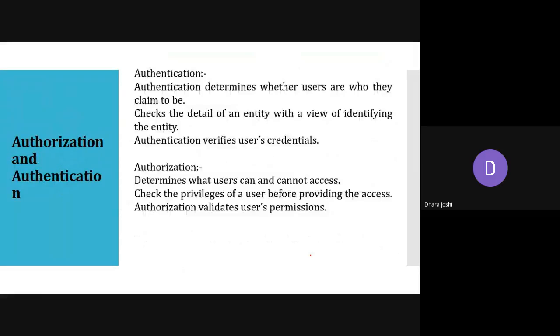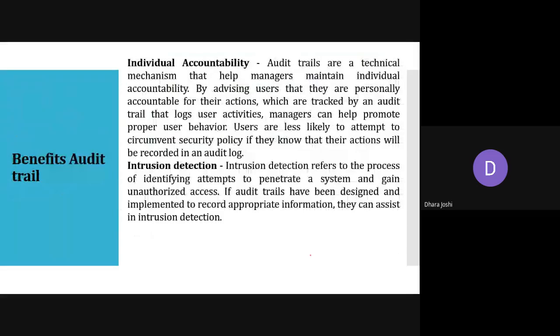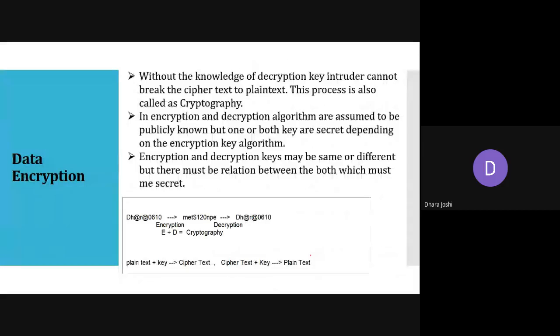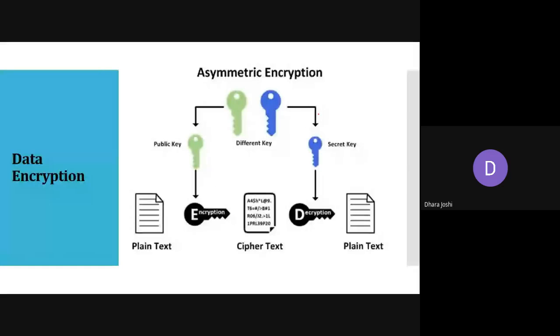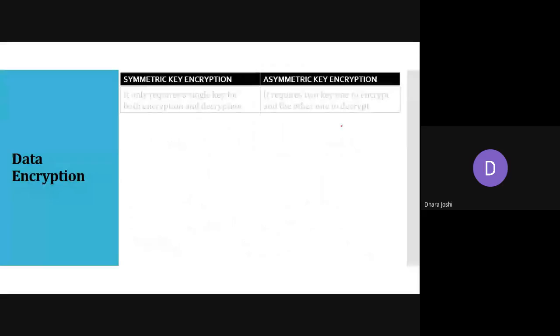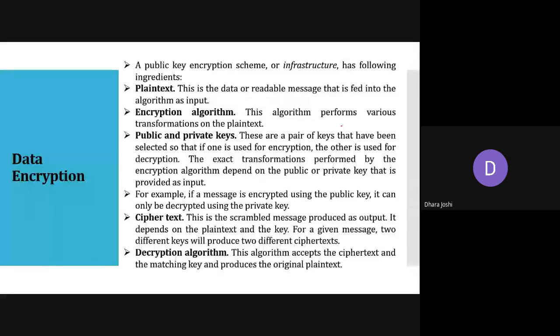What is the difference between authentication and authorization? What is an audit log? A log is already maintained when you try to do database access. And what are the benefits of using this log? What is the encryption and decryption process? There are two kinds of algorithms: symmetric key, that means the same key at the encryption and decryption side, and asymmetric key. There are two different keys, as you can see here. What is the difference? These are the terms: plain text, encryption, public and private keys, ciphertext, and decryption.